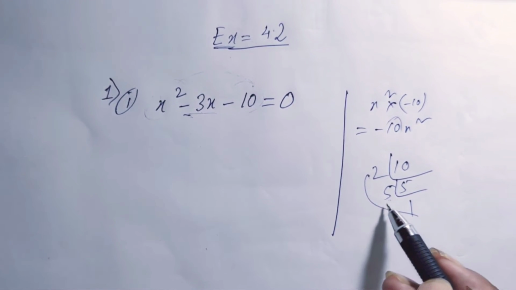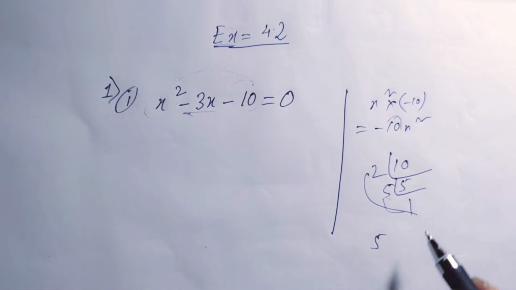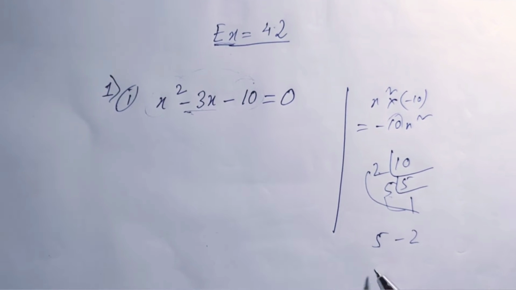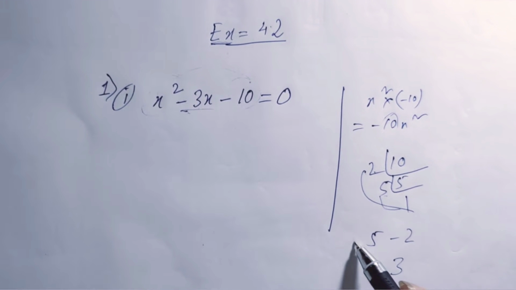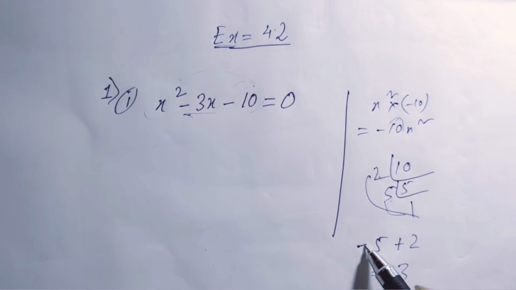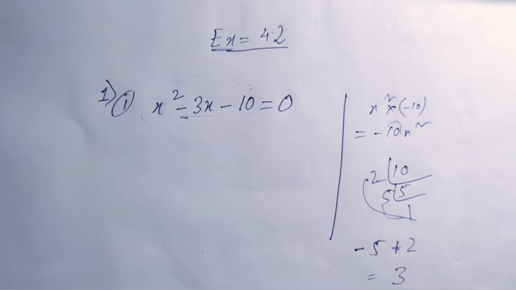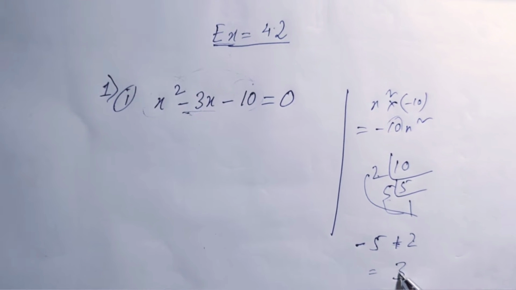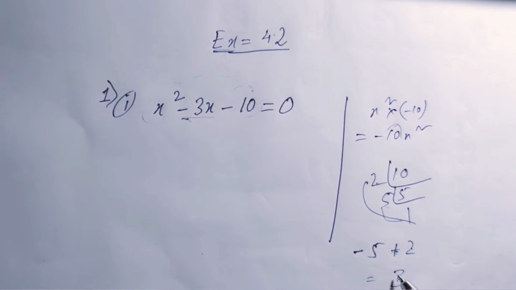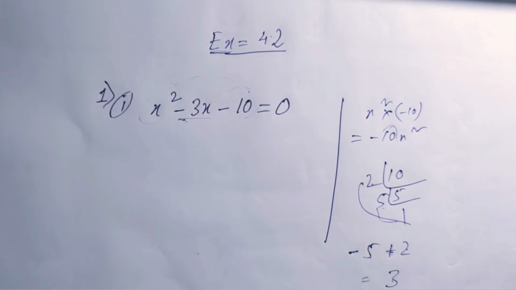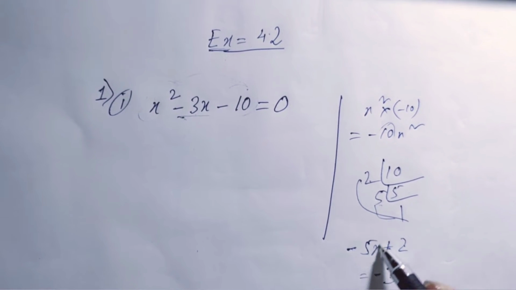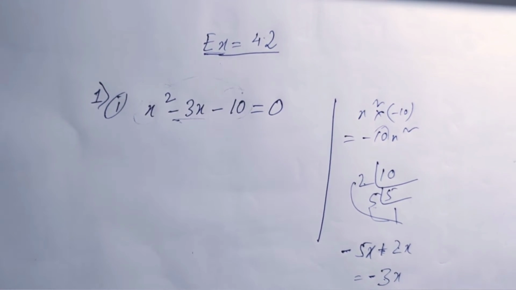So how can we get it? Suppose 5 and minus 2. How much do we get? It is 3. If you write minus here and plus here, since the signs are opposite the numbers are subtracted. 5 minus 2 is 3, and always take the sign of the greater number. That is, 5 is greater, so minus. So minus 3. So if you place x here, then we get minus 3x.